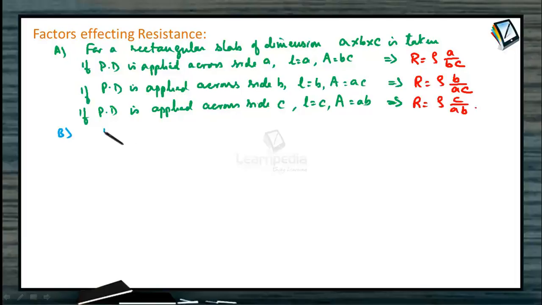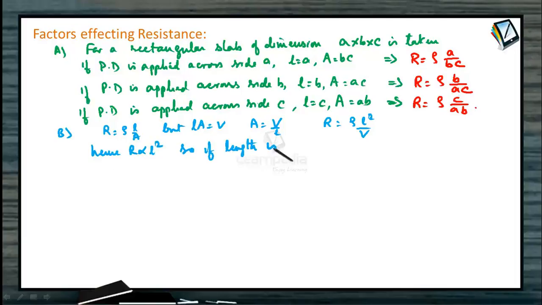Relation of resistance we know is R is equal to rho L by A, but L into A is equal to volume. So area of cross section we can write as volume by length. So resistance we can write R is equal to rho L square by V in terms of volume. So R is proportional to L square. If length is increased n times, resistance becomes n square times. Remember this point.